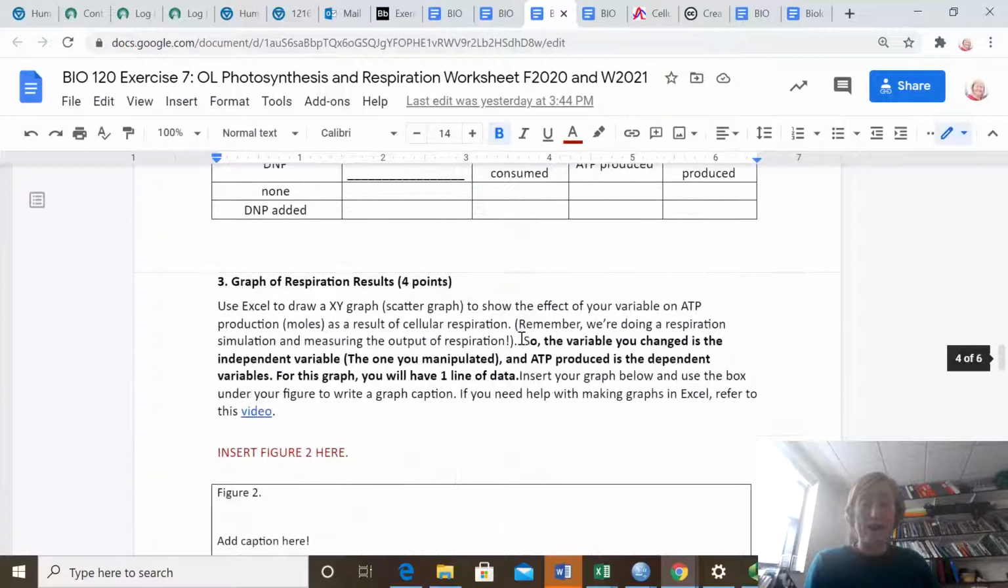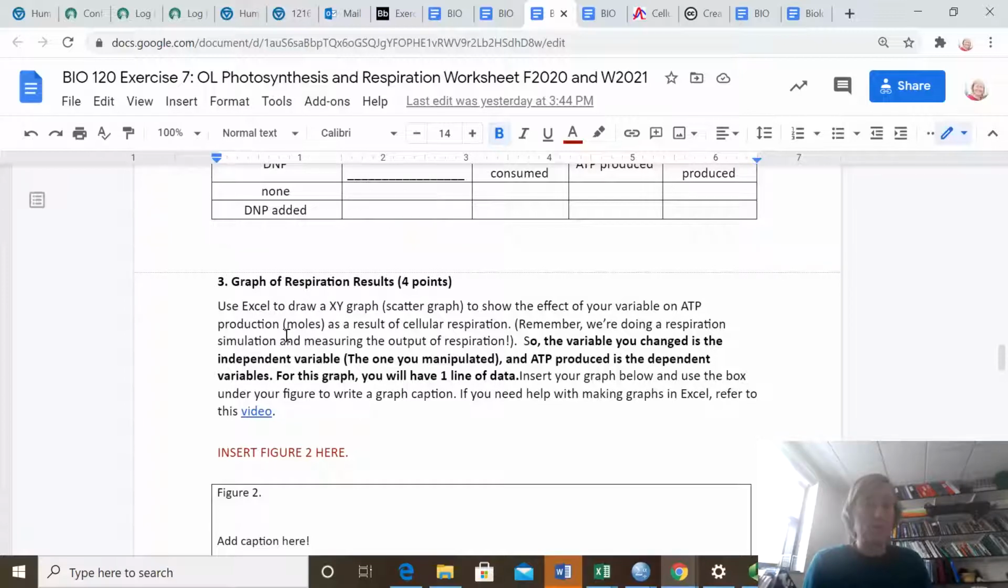And then you need to draw a graph to show the effect of your variable on ATP production. Our variable is a change in the pH, all right? I didn't write that in there, but we're changing the pH of the intermembrane space.